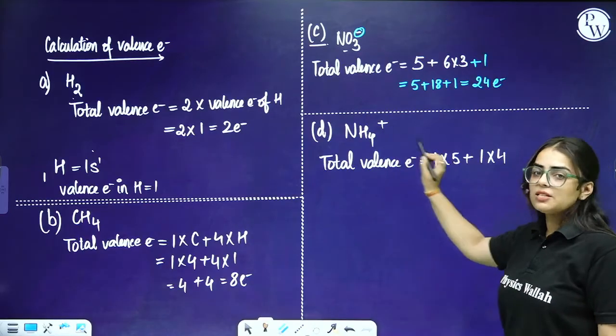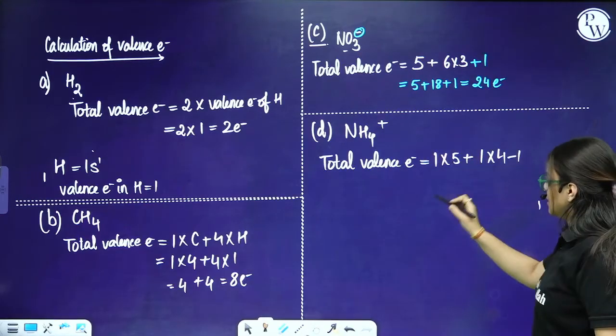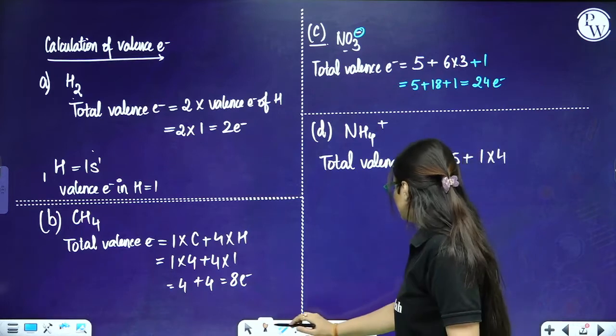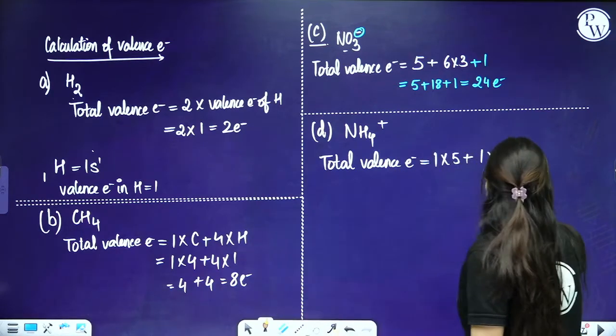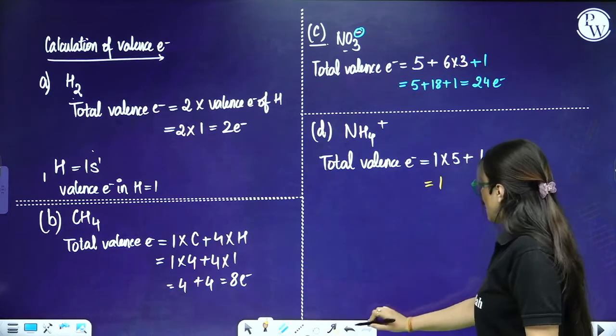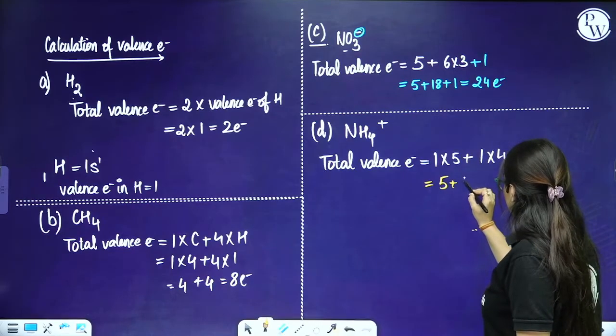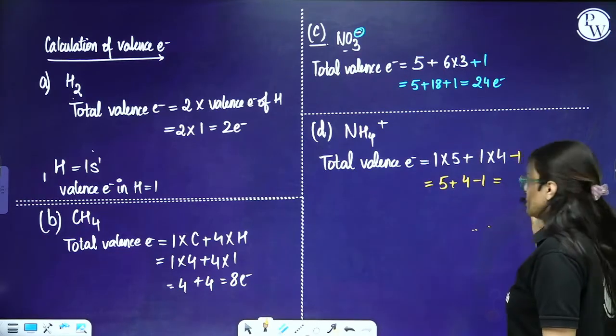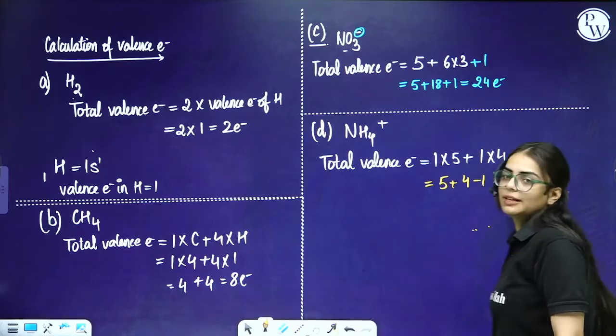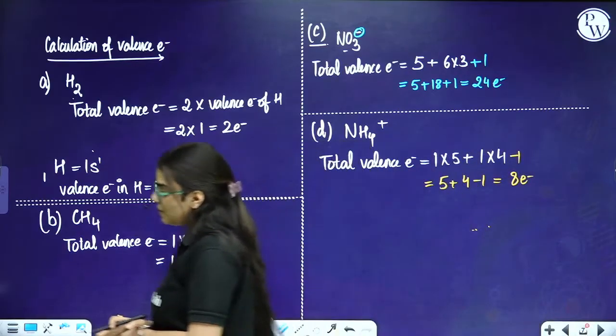Now it is written plus 1, so you are going to subtract it. So what it will be? 5 plus 4 minus 1. That means how many electrons? 8 electrons. Clear, everyone? Everybody please write it down.